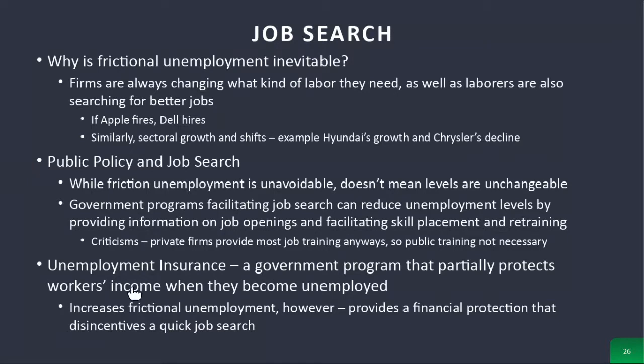Unemployment insurance is a government program that partially protects workers' income when they become unemployed. This helps create frictional unemployment. The reason is that while this partially protects workers' incomes, and while it does provide, again, protection for workers, it does disincentivize a quick job search, because the pressure is not on you to immediately find a job. You still have some revenue stream. It's helpful, but there are questions and concerns.